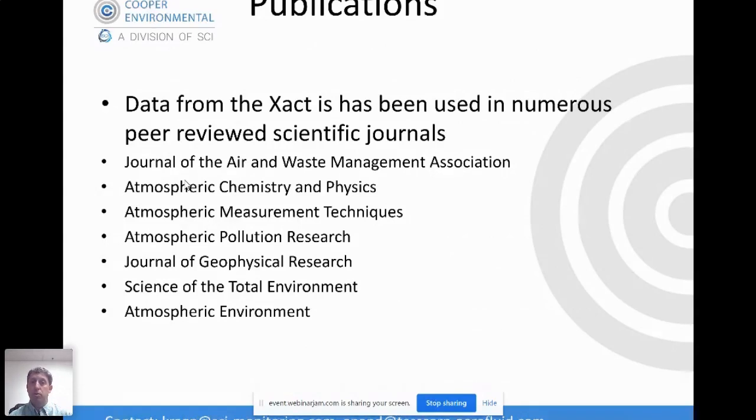And then these are some of the journals where data from the Xact has been published. It's been published in the Journal of Air and Waste Management, Atmospheric Chemistry and Physics, Atmospheric Measurement Techniques, Atmospheric Pollution Research, Journal of Geophysical Research, Science of the Total Environment and Atmospheric Environment, as well as other journals. Again, this indicates that the instrument and the data it produces have been pretty well accepted at this point by the broader scientific and monitoring community.